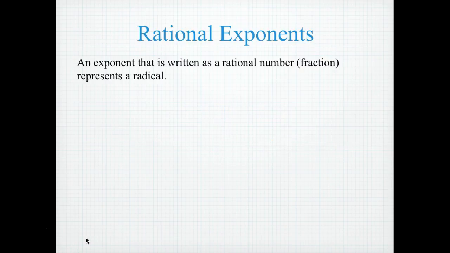An exponent that is written as a fraction represents a radical. For example, we have a to the m over n power, and that translates into radical form as the nth root of a to the m power. So again, a to the m over n power translates in radical form as the nth root of a to the m power.